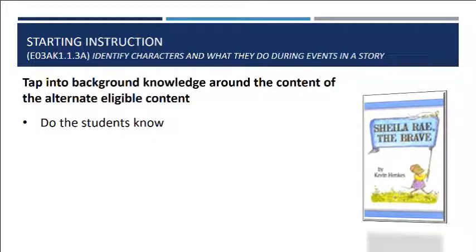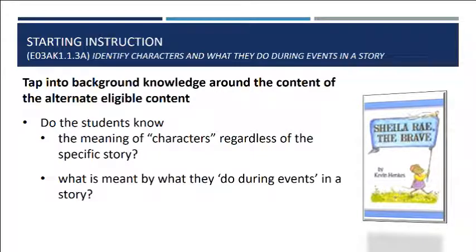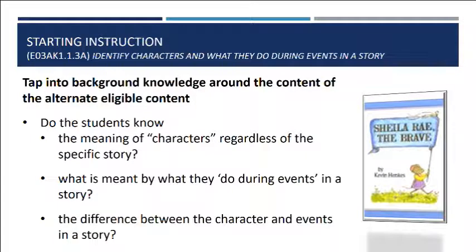When you think about the content of the alternate eligible content, do the students know the meaning of characters, regardless of a specific story? So do they know what's meant by what they do during events? Is that something that makes sense to your students, or is it something you're going to have to teach in a different way? Is it something you're going to have to really initially work on with your students' understanding in order for them to make sense of the book, and also in order for them to learn what this alternate eligible content is all about? Do they know the difference between characters and events in a story?